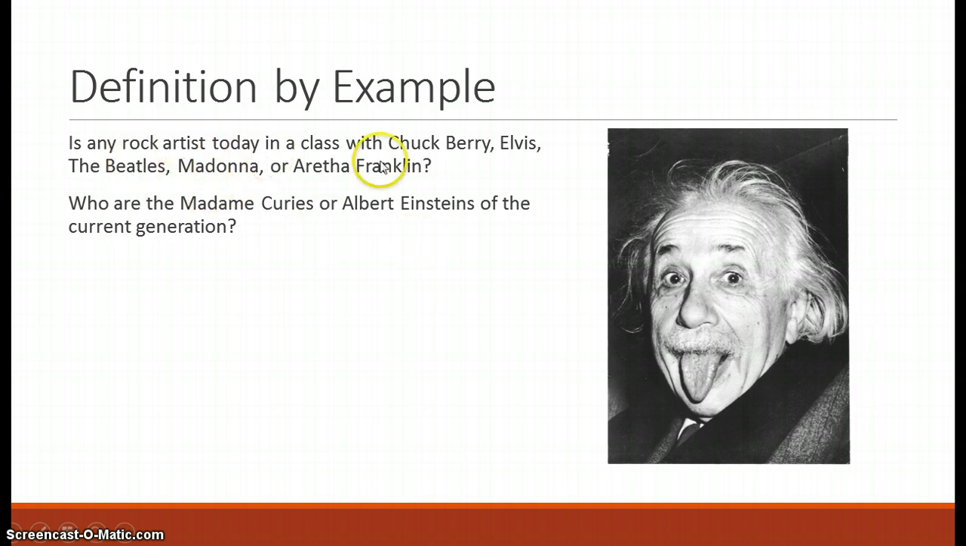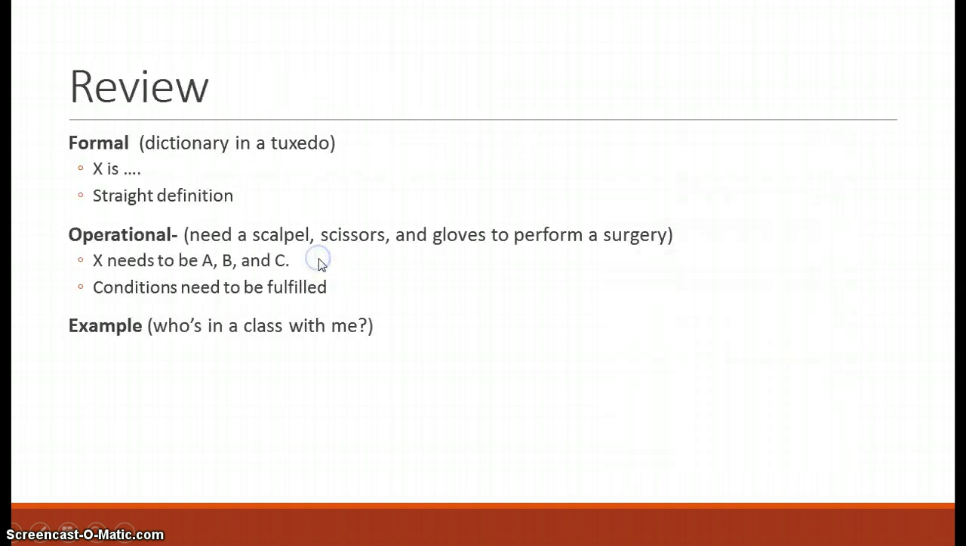Or rock artists. Who is in a class with the old school ones? Chuck Berry, Elvis, Beatles, Madonna, Aretha Franklin. So I would define what it means to be a rock star by giving examples, or define what it means to be a genius by giving examples. And those are the three types of definition arguments you may have, formal, operational, or example.